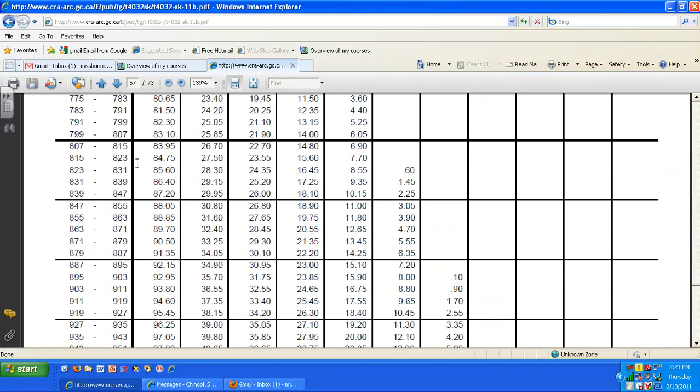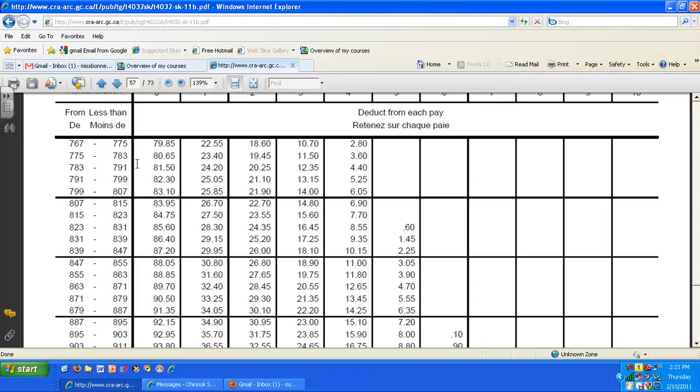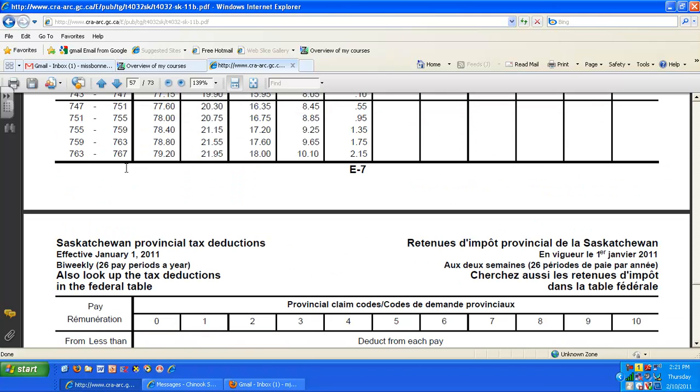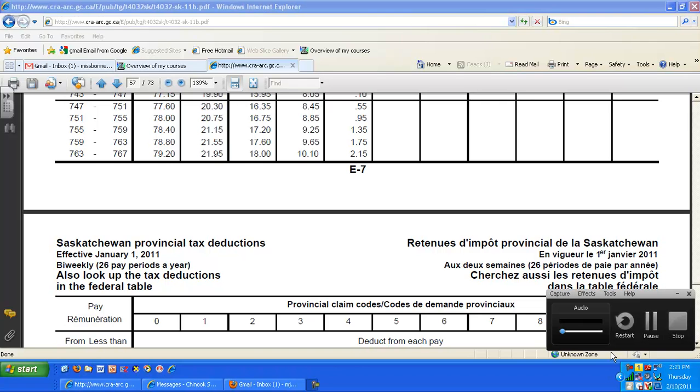Then we need to skip ahead to page 56, where we will find our bi-weekly. And if we're looking for that same amount, we would be paying $21.15 in Saskatchewan taxes. I hope this little lesson will assist you in learning how to use the payroll tax tables.